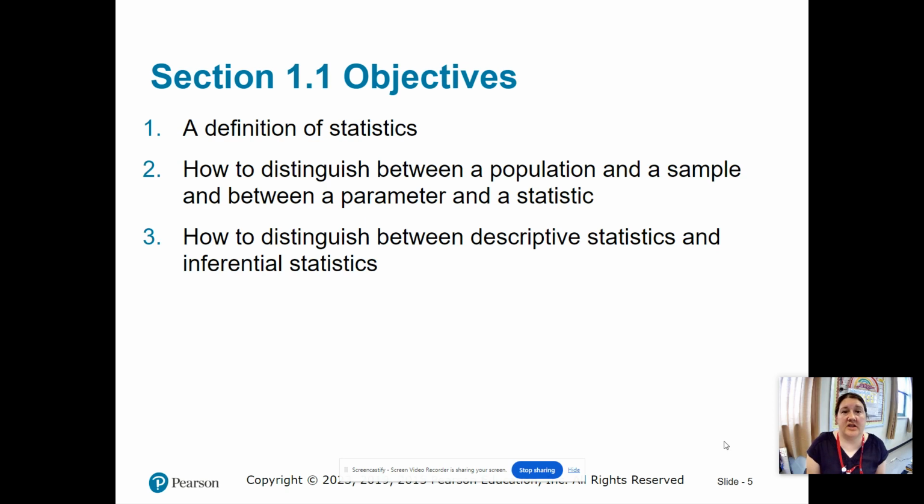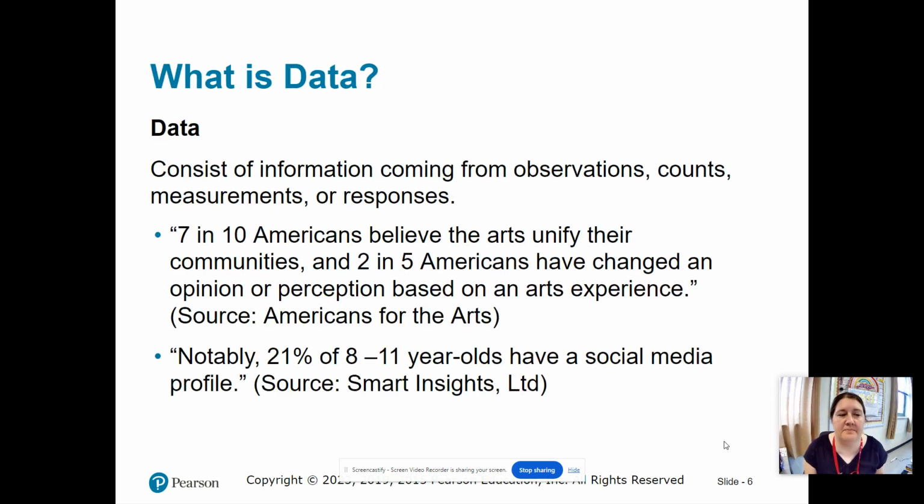So these objectives need to be written in question form under essential questions within your notes. So instead of a definition of statistics, we would write, what is statistics? And instead of a definition of population and sample, how do we distinguish between a population and a sample? And it'll become your study guide.